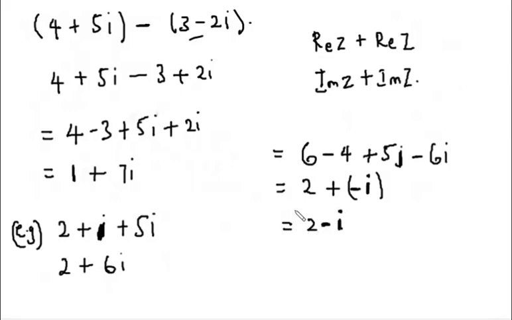Okay, so basically anytime you're adding or subtracting complex numbers, the real part adds up to the real part, the imaginary part adds up to the imaginary part.